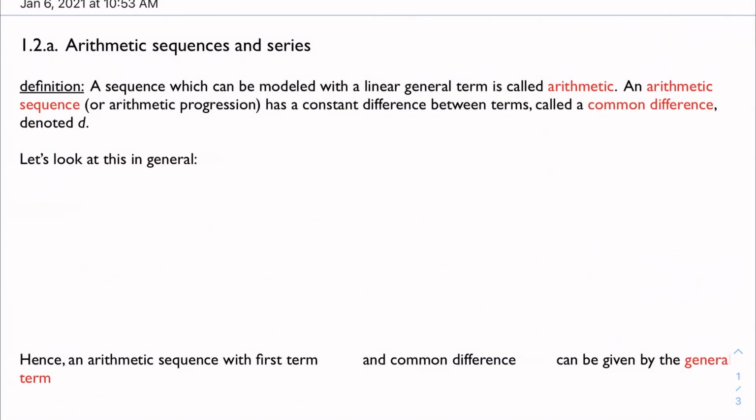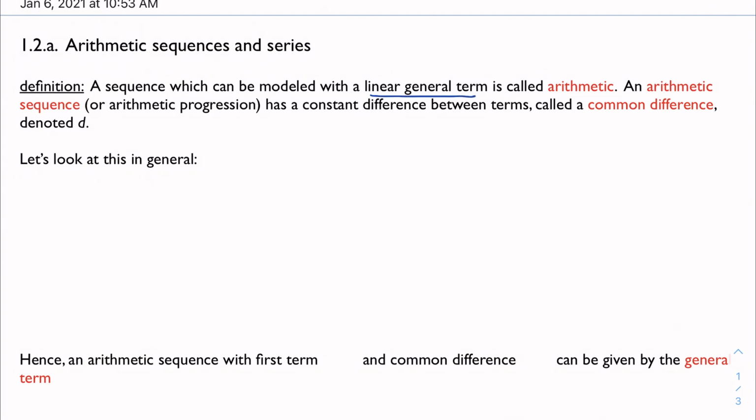1.2, we're going to split up into a few different sections because there's a lot going on in this chapter. But the first thing we're going to talk about is arithmetic sequences and series. And arithmetic sequences, not arithmetic, it's the adjective, not the noun, is essentially a linear model. So we have a linear general term. And so we call it arithmetic.